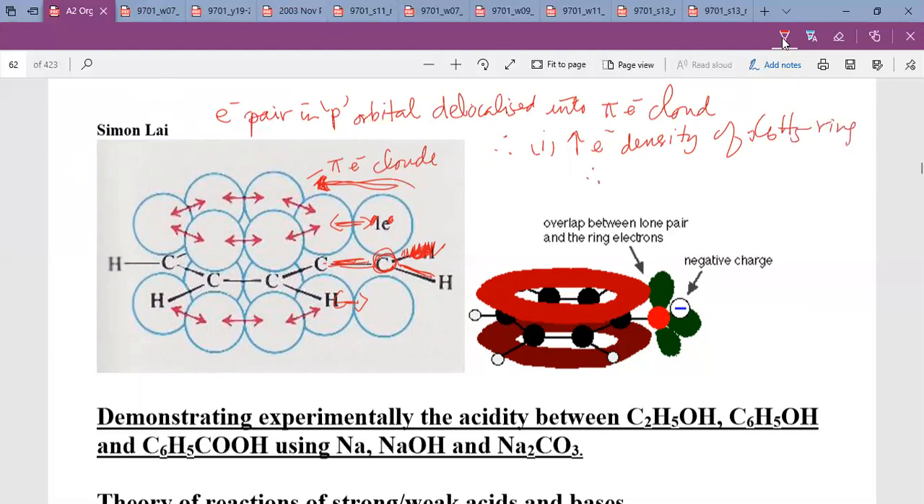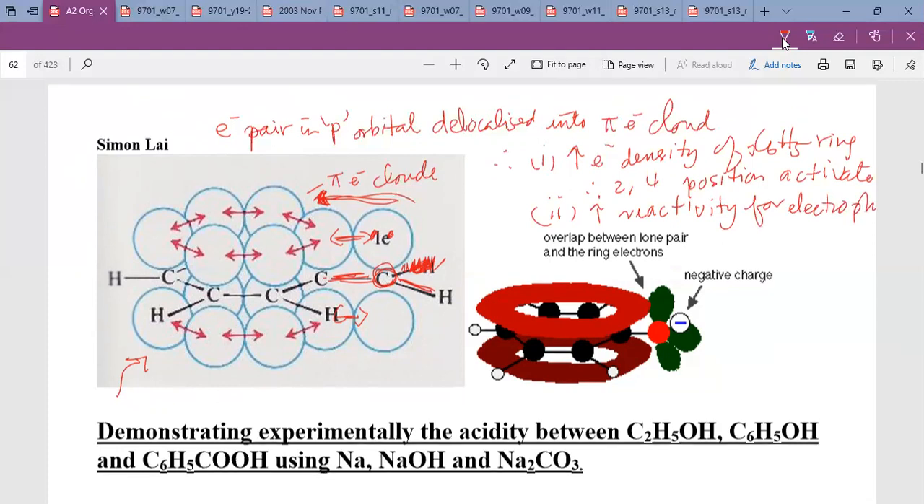Therefore, what happens? If anything comes inside here, it will be at positions 2 and 4, isn't it? We call this activated. Secondly, number two, it will increase the reactivity. Very important. Reactivity for what reaction? For electrophilic substitution. Now remember this.